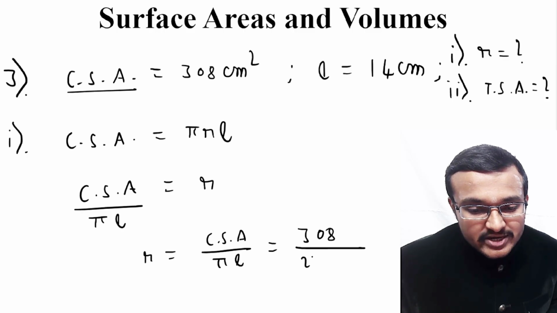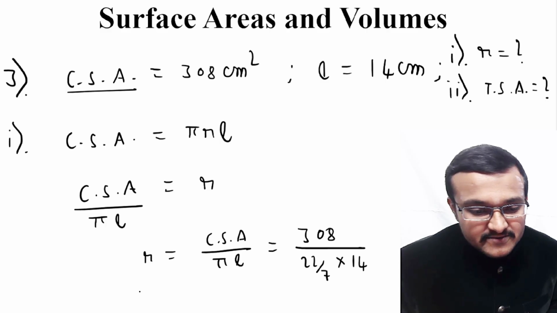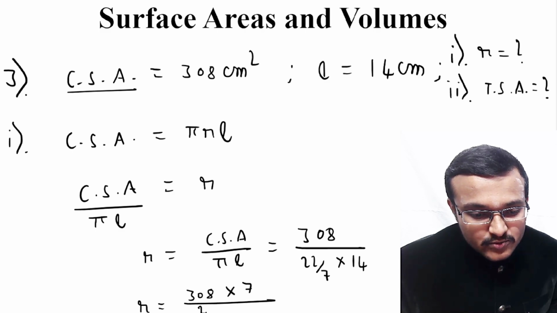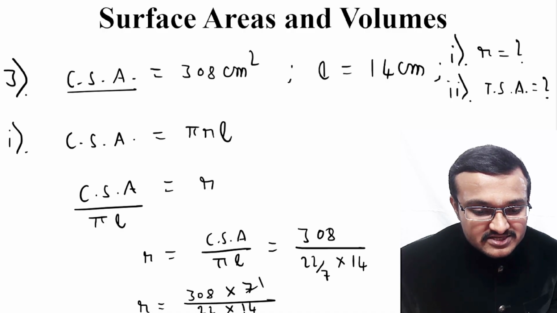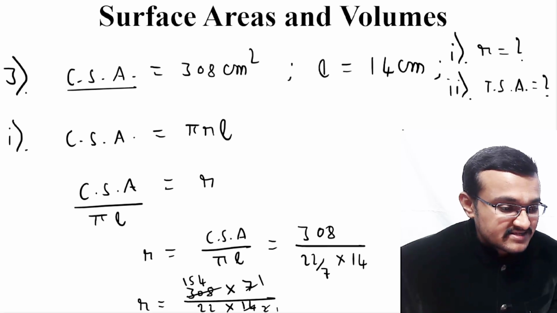Pi is 22 by 7, so this 7 will go to the numerator, into length, which is 14 centimeter. So r is equal to 308 into 7 divided by 22 into 14. So here 7 ones are 7, 7 twos are 14, 2 ones are 2, 2 fives are 10, 2 fours are 8. So now we'll write this in a new slide.